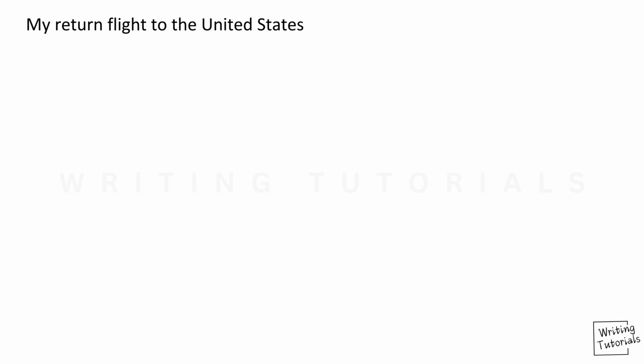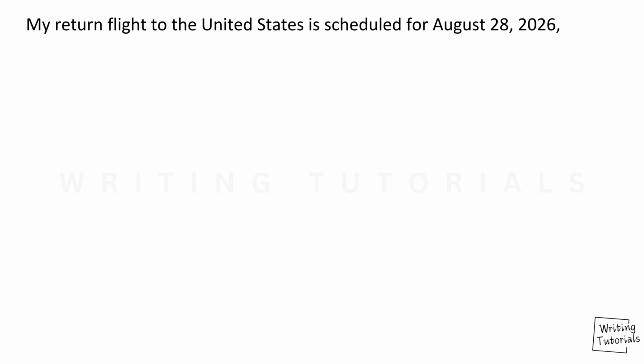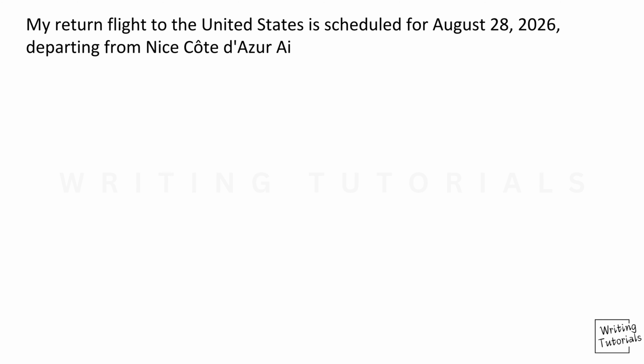Return travel. Now let's look at the return travel section. This paragraph clearly states when the applicant will leave France and return home. Showing a planned departure date is an important part of many tourist visa applications because it demonstrates the intention to leave before the authorized stay expires.